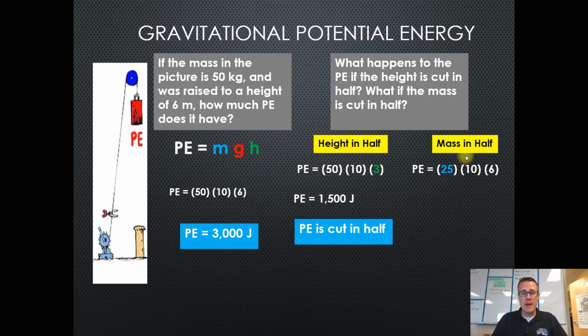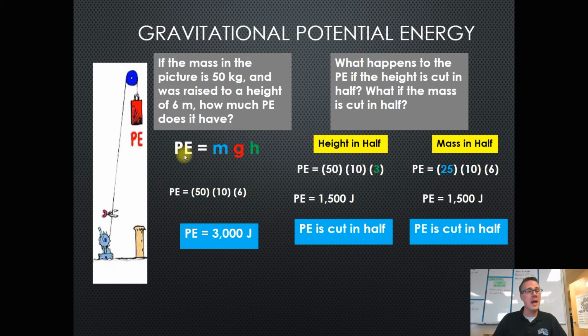Well, if we cut the mass in half, I turned it to 25, it was 50, did the math, and it turns out that you also cut the energy in half there. That makes the potential energy equation pretty handy. If you cut in half, or cut in quarter, or triple, or quadruple one of these variables, you do the same thing to the energy. So that'll be very useful to us in later lessons.